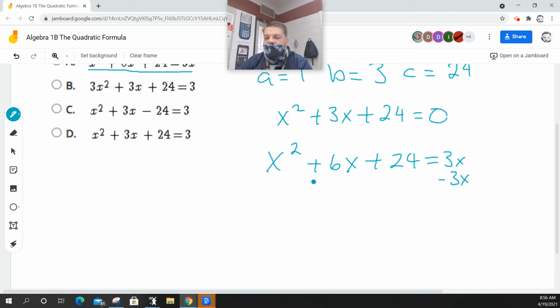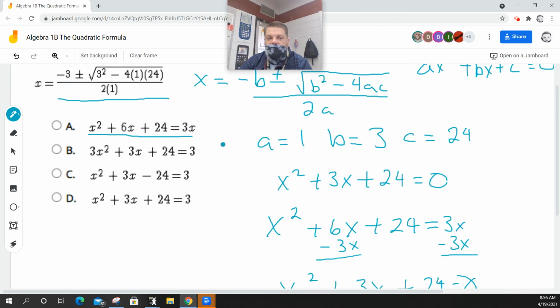I got to subtract 3x. Whatever I do to one side, I got to do to the other. Guess what I get? X squared plus 3x plus 24, and what's it equal? 0. So we'll bam with the bacon sizzle. That's the right answer. Any questions on that?